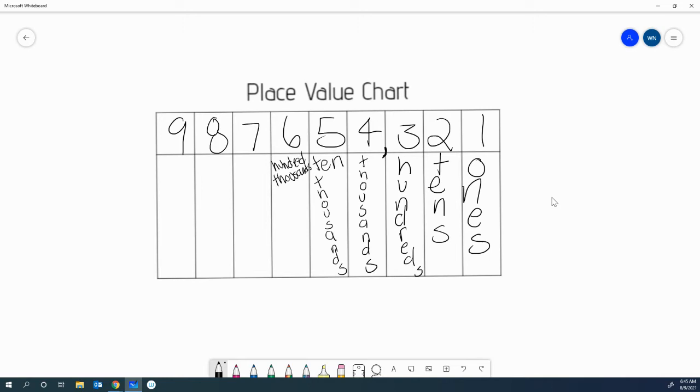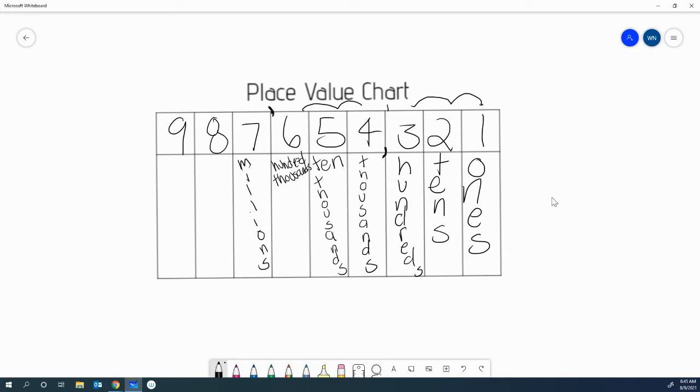So just like we had 1, 2, 3, and then a comma, we've got 1, 2, 3, and then another comma. So for every 3 numbers, you've got a comma. Just like we started over here, ones, tens, hundreds, thousands, 10,000s, 100,000s. Now we are at millions.